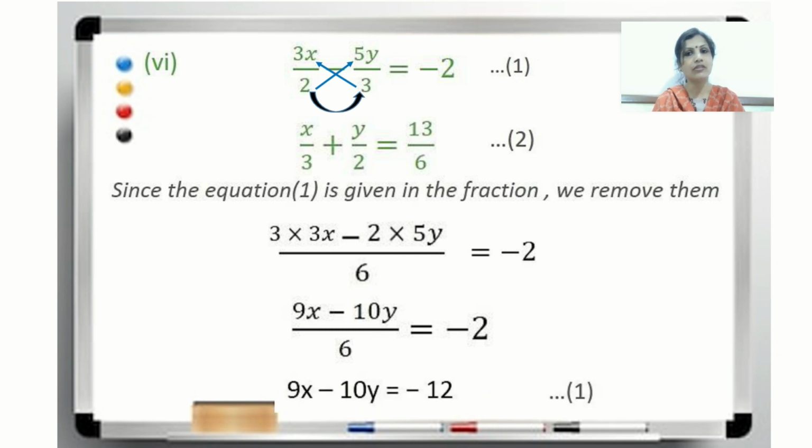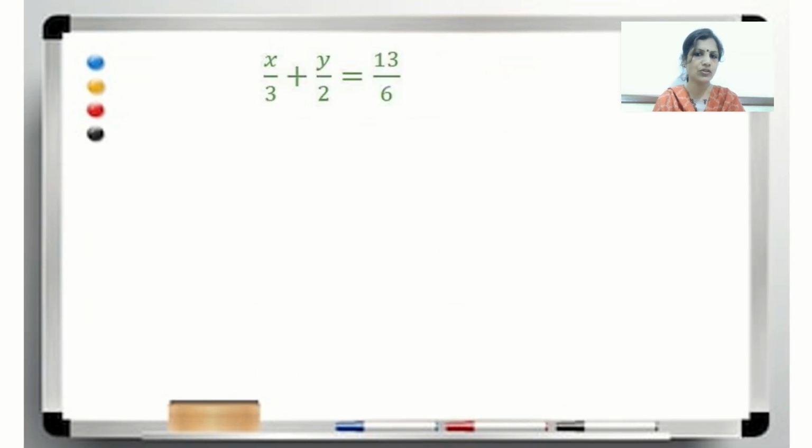This is our first equation. Look at the first equation given to you and look at how we made it so simple to solve. In the same way, for equation 2 also, we'll make it simple. This is equation 2. So again, by cross multiplication, we'll write 2 into x plus 3 into y upon 3 into 2, that is 6, is equal to 13 upon 6.